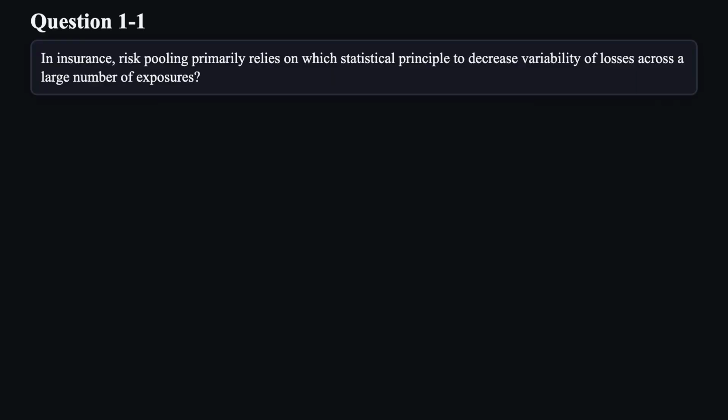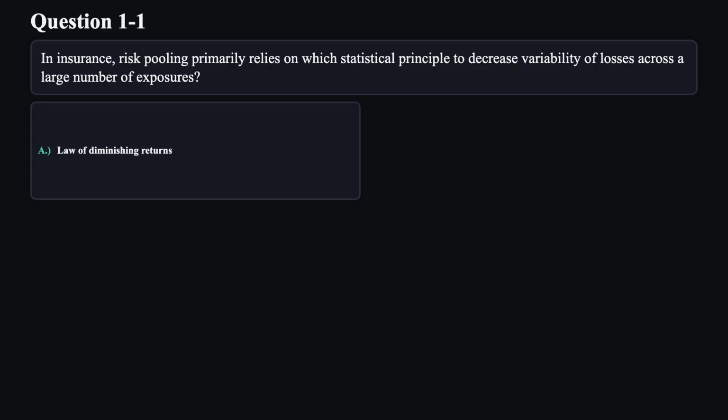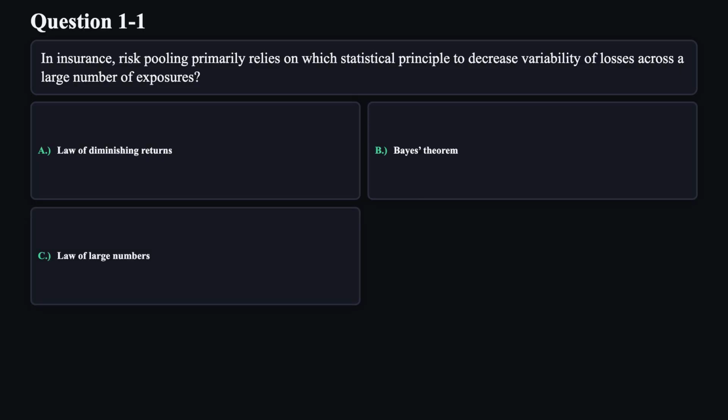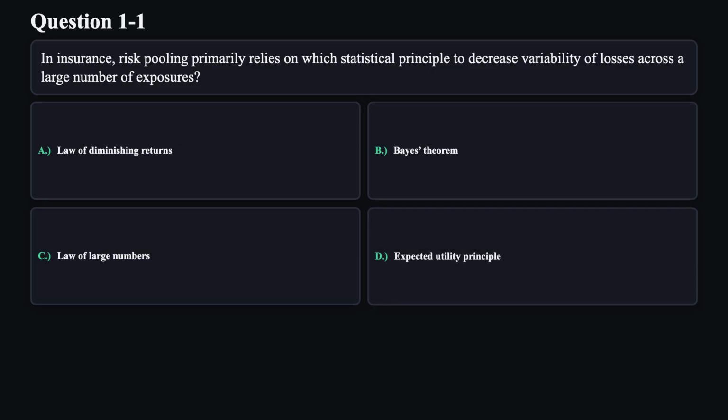In insurance, risk pooling primarily relies on which statistical principle to decrease variability of losses across a large number of exposures? A. Law of diminishing returns. B. Bayes' theorem. C. Law of large numbers. D. Expected utility principle.